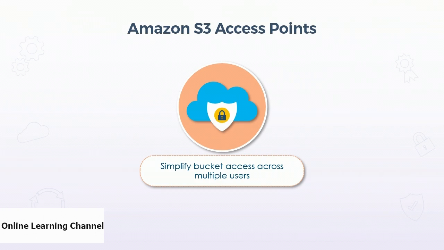Amazon has created a feature called Access Points on the S3 platform. This simplifies access to different users for each bucket through an access point or a host name that users create, having its own unique policy.